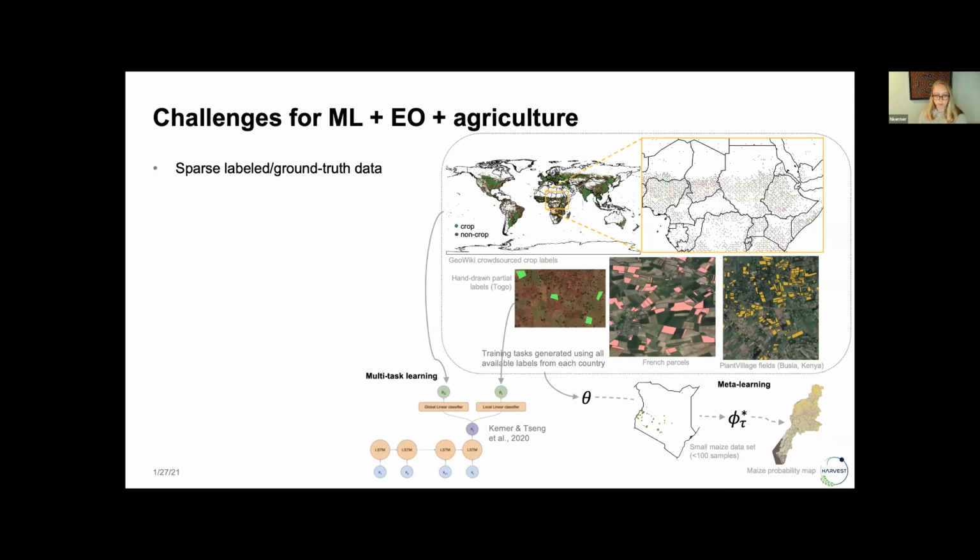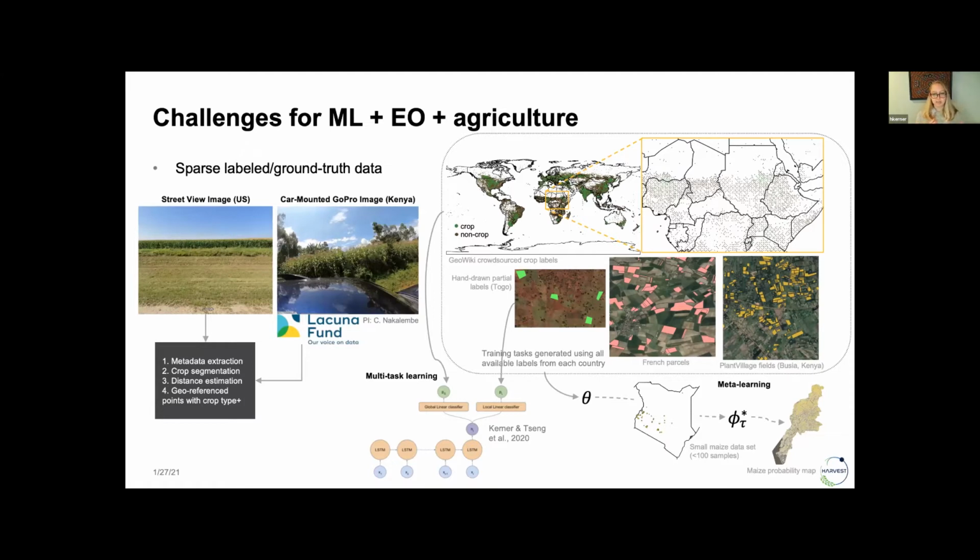And so then once we have this trained meta-learning model, we can take a very small data set, for example, less than 100 maize samples in Kenya, and very quickly generalize to learn from that small amount of samples to create a map of maize in the whole region. And so this is the approach that we use for mapping crop types, and not just maize, but other crop types as well.